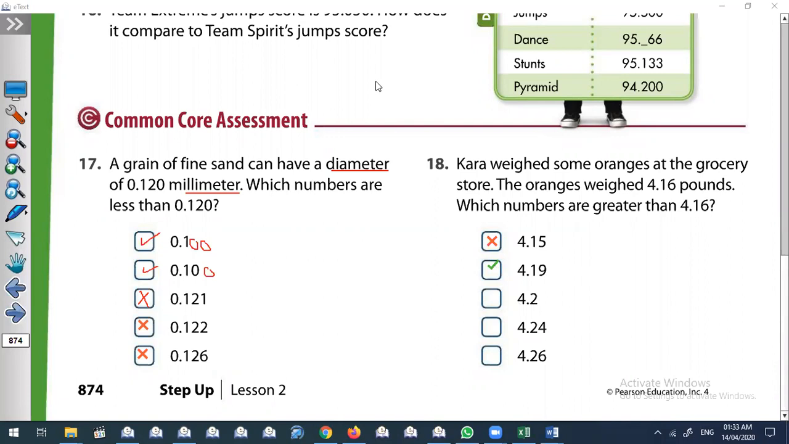Here we need the scale first because we have 2 digits and only 1 digit in the decimal here. 4.20 more than 4.16? Yes, put right. 4.24 more than 4.16? Yes, put right. 4.26 more than 4.16? Yes. So all of these four numbers are right.